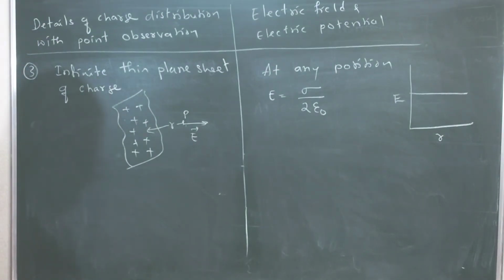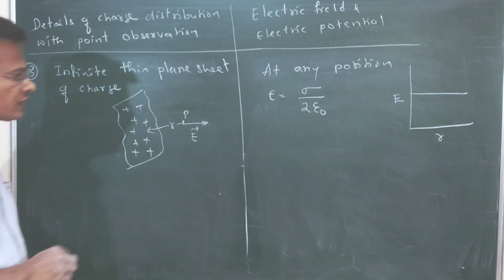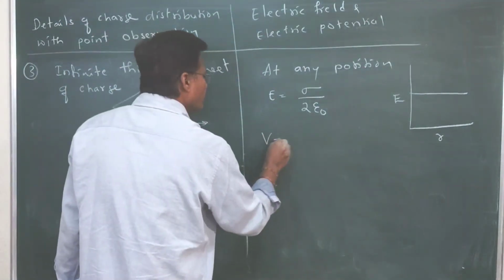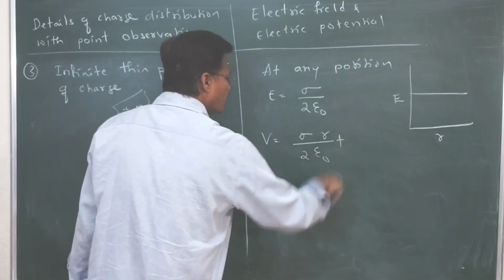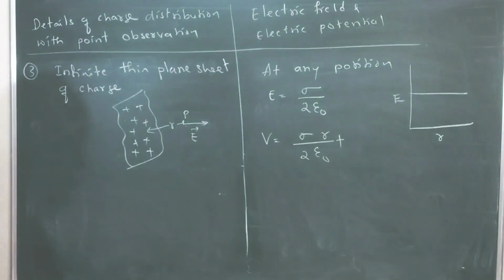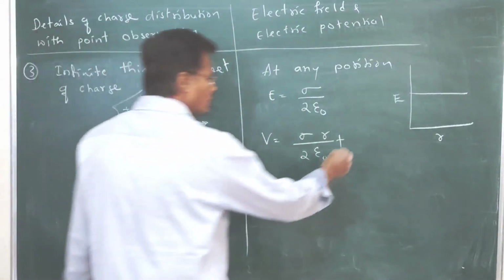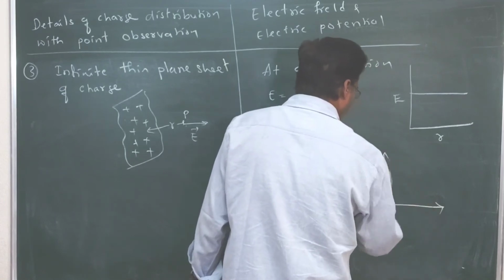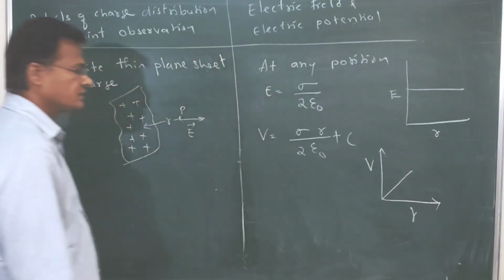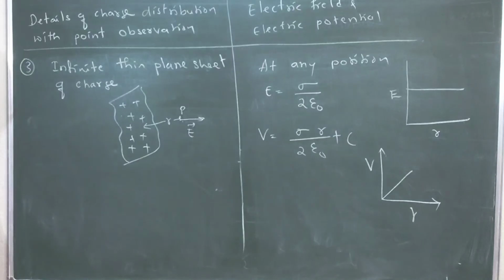Next we are going to see the potential. What about the potential? V equals sigma r divided by 2 epsilon naught plus C. Then what will be the graph? It is increasing linearly.